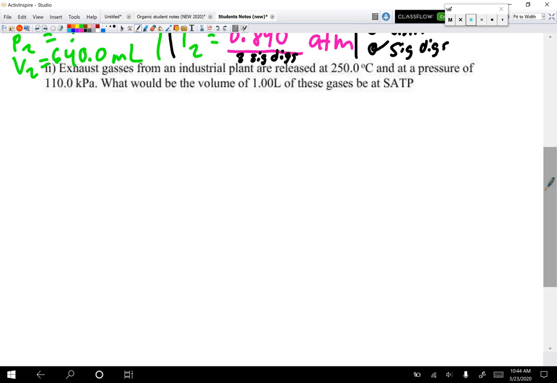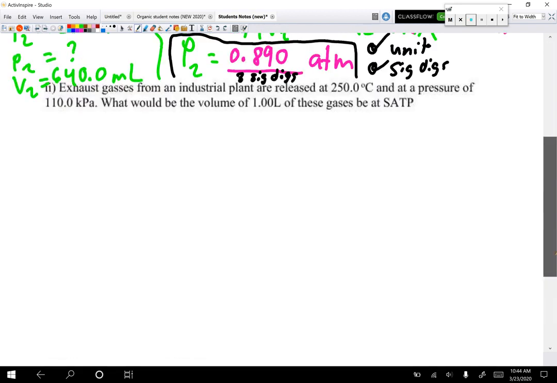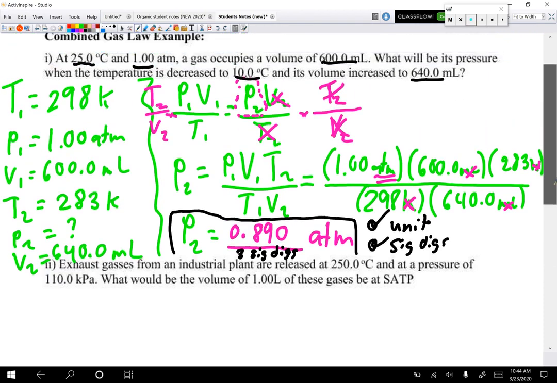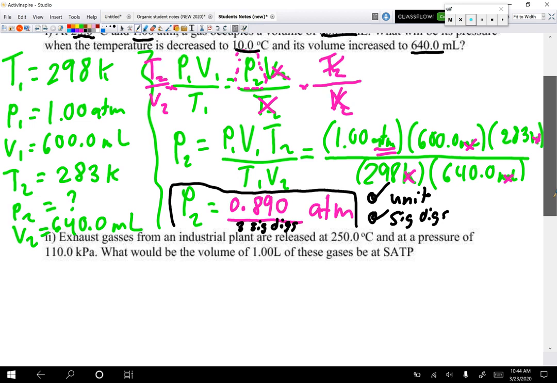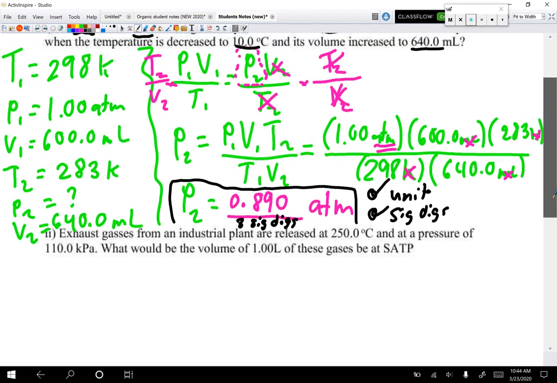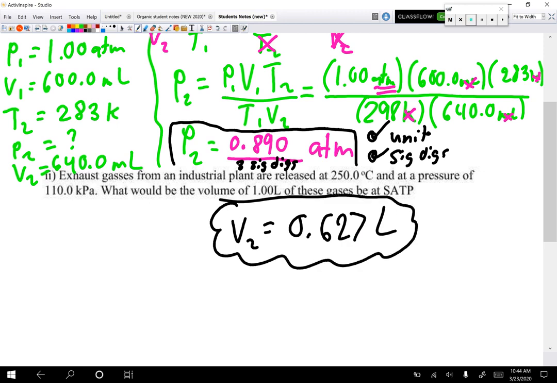All right, now the last example here. Yeah, this is the last example. So please pause the video and see if you get the correct answer. And of course, if you're still not sure how to do it, I'm going to go over it just like before. So the answer you should be getting, V2 is equal to 0.627 liters. So this should be the answer you get for that one.